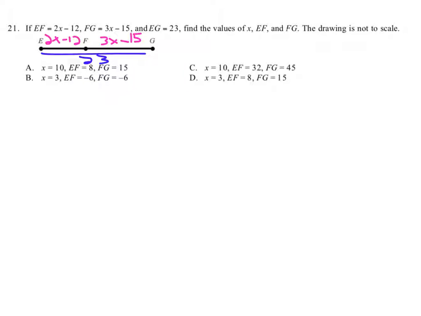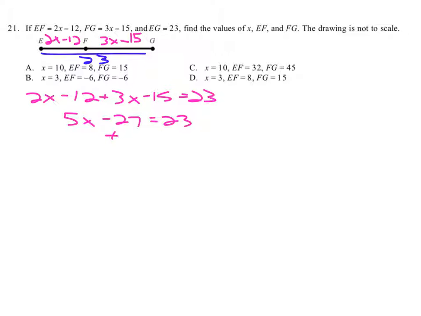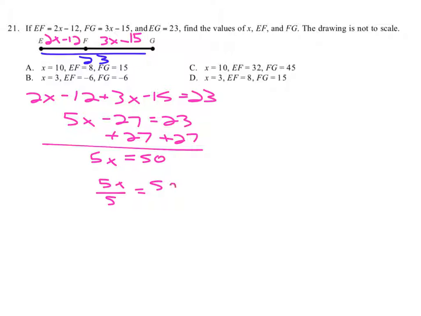Well, we're going to do the same thing. We're going to say 2x minus 12 plus 3x minus 15 is equal to the total length of 23. That's the segment addition postulate. And now we combine like terms. We get 5x minus 27 equals 23. Adding 27 to both sides, we get 5x is equal to 50. So when we divide by the coefficient of the variable, we get x equals 10. Okay, that's part of our answer. And we can eliminate B and D.